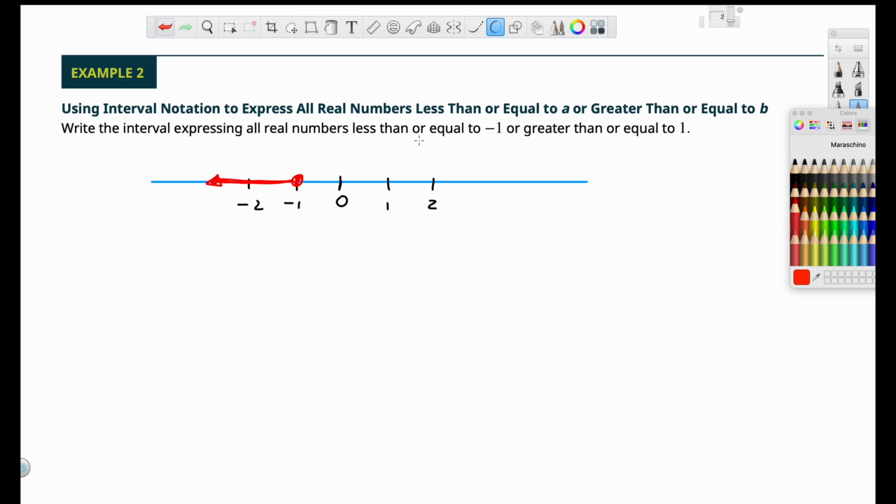And then, let's say, less than or equal to -1 or greater than or equal to 1. Okay, so let's see what we have here. This is going to negative infinity, and we're going all the way including -1, so bracket. Or it could be 1 going to positive infinity. Okay, that's how we would write that one.